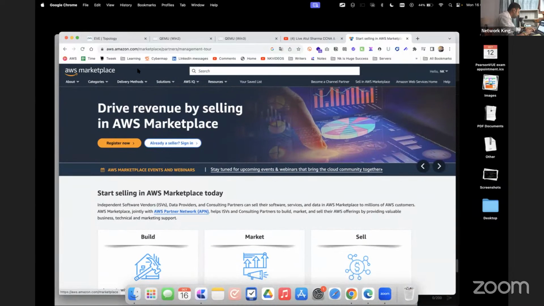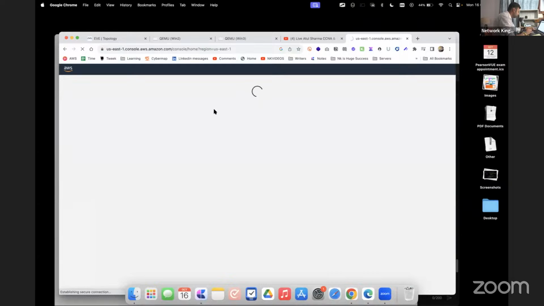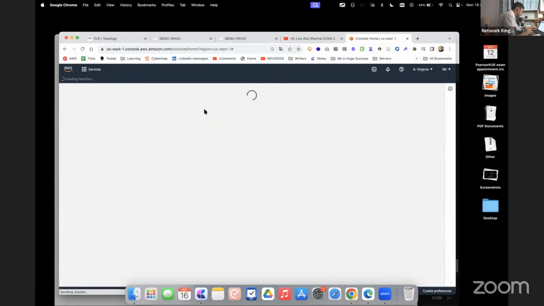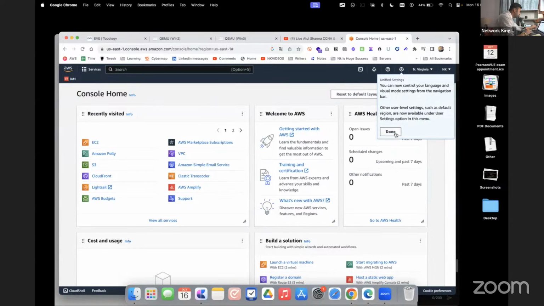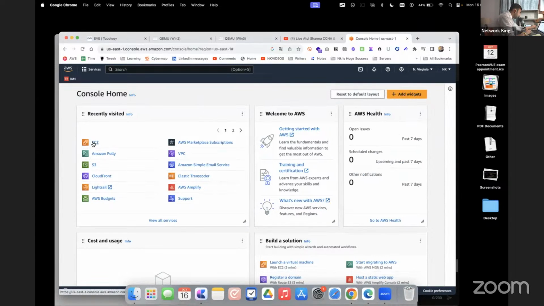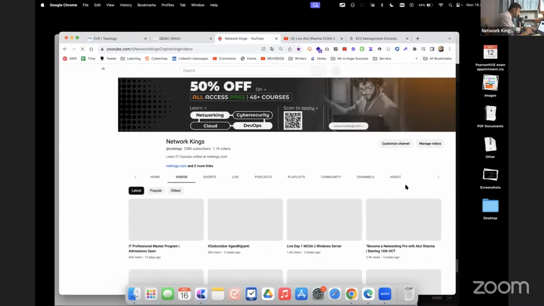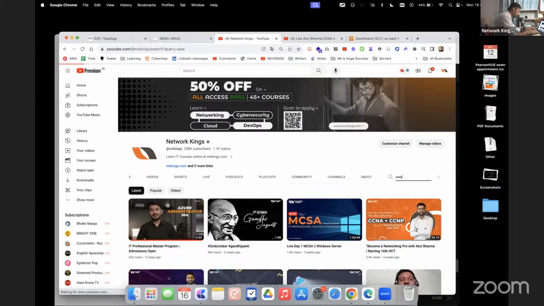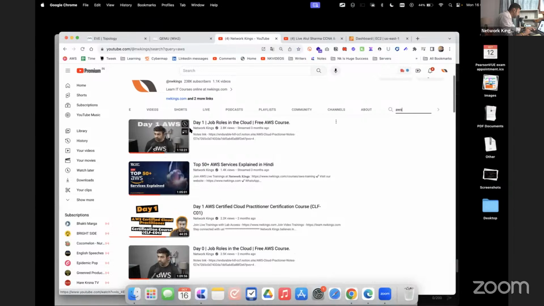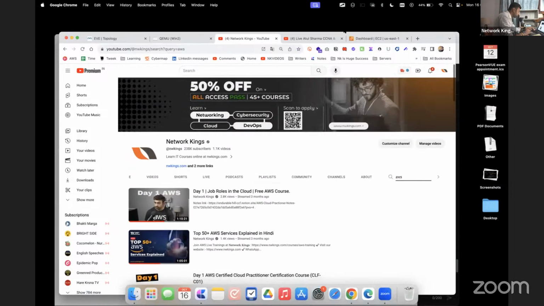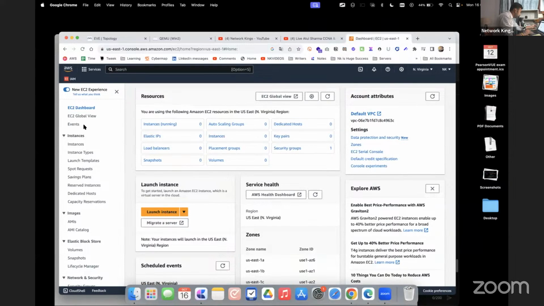So you can see when you log in on this, what we call AWS, there are a lot of services. You go to the AWS console. It's free, I think you just have to use any debit card, and they will give you 1 year free access. So you can see EC2. Just go and check, I have already created a few videos on AWS on our YouTube channel, like day one job roles in cloud. You can watch those videos also.